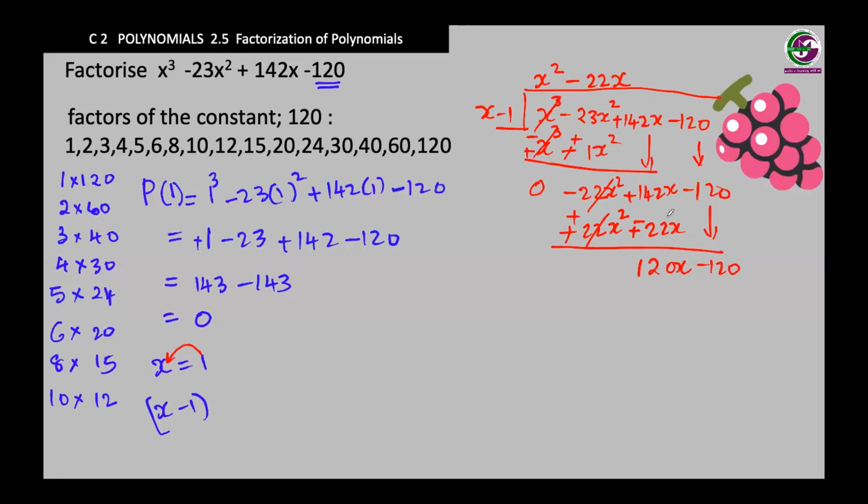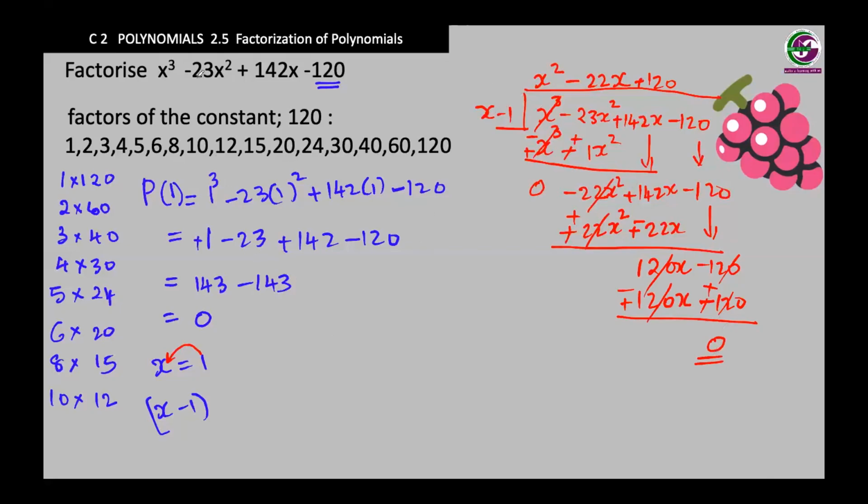120x divided by x will be positive 120. Now, 120 times x is 120x minus 120. What's the last step now? Excellent. Change the sign. These two are removed. These two are removed. So we get the remainder 0. What do we understand when you get the remainder 0? x minus 1 is a factor.